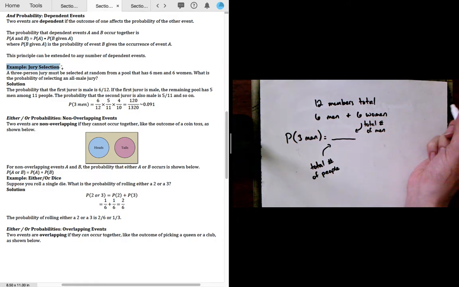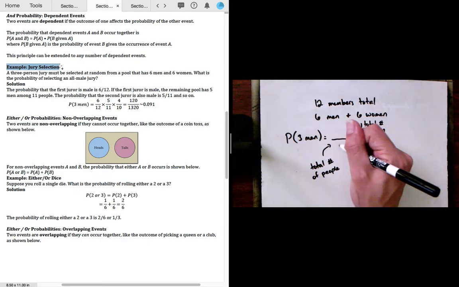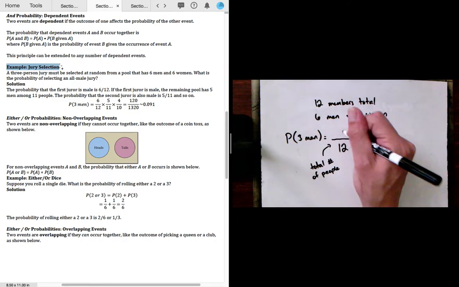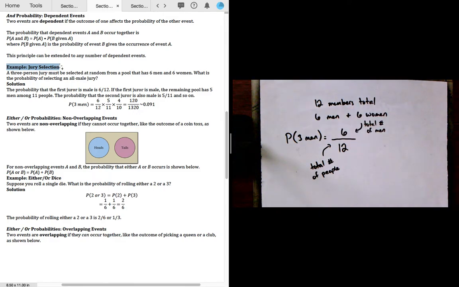In this first choice, we have 12 members total, and we have 6 men to choose from. So the first probability that we would calculate comes out to just 6 out of 12. Now that changes, though, because remember, we want to choose 3 men total. So this is just the probability of choosing the first man.